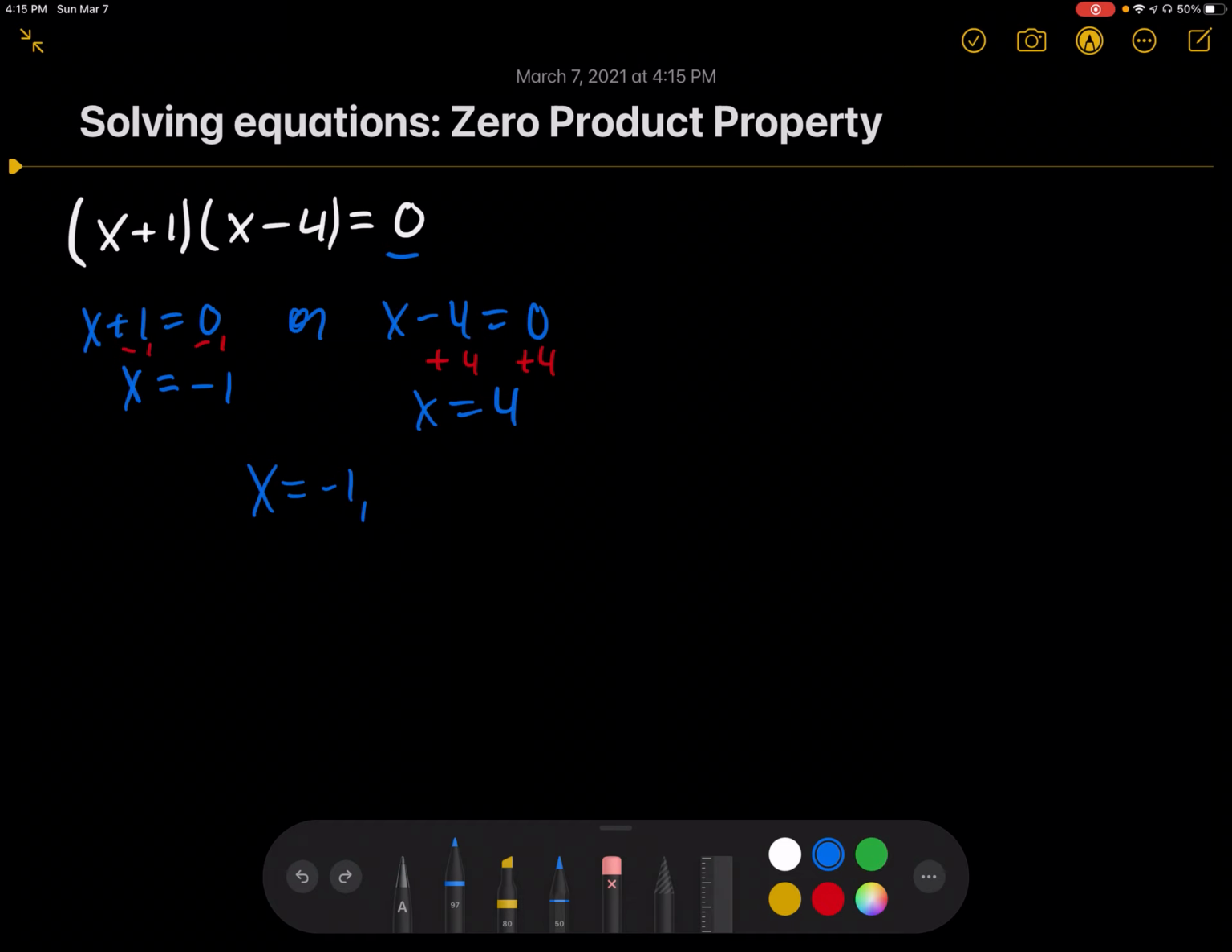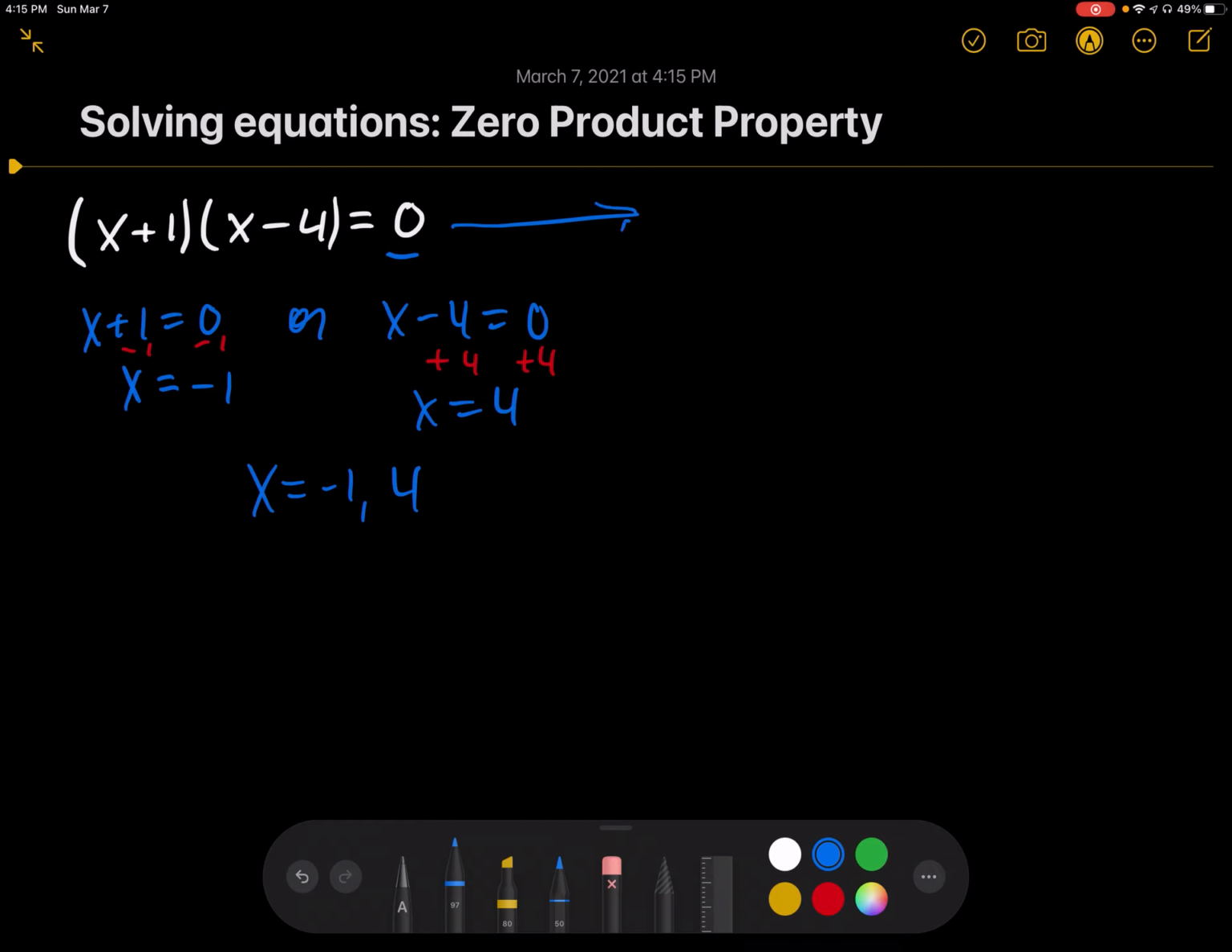Or just x equals -1 and 4. That'll work too, either way. So basically that works because those are the only two numbers that if we put back into the equation, it would actually work. The answer you would get is 0. And let me show you what I mean by that real quick.